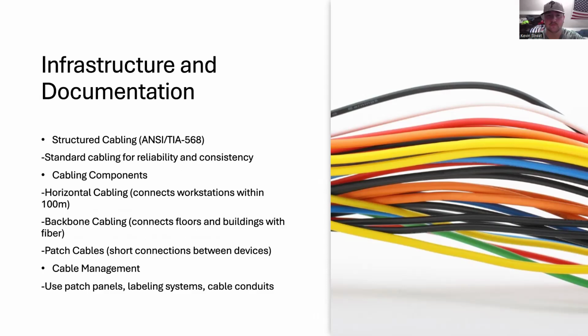Cable management is very important. That was one of the main things in this chapter. Using patch panels, labeling systems, and cable conduits are very important. Labeling systems make sure you know which wire is doing what and goes to where. And cable conduits protect these wires from being easily accessed because it is like a hard shell around the wire.